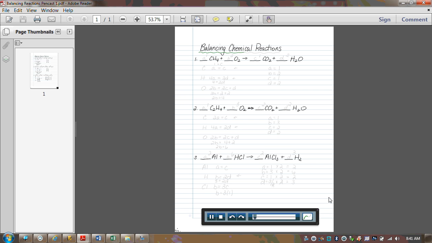Hey, Chem students, time to try our first lesson with my super pen. So if you see in front of you, you're going to see three different chemical equations.